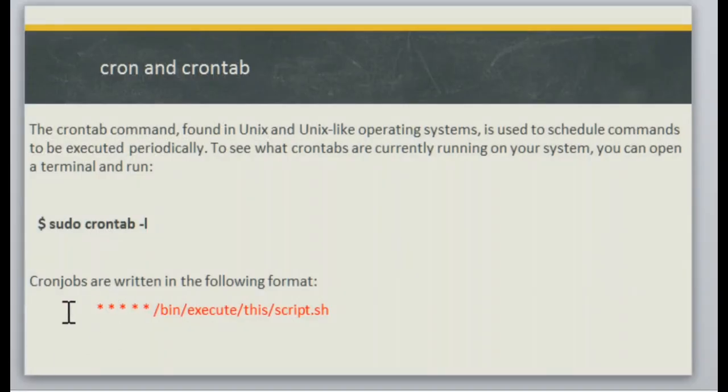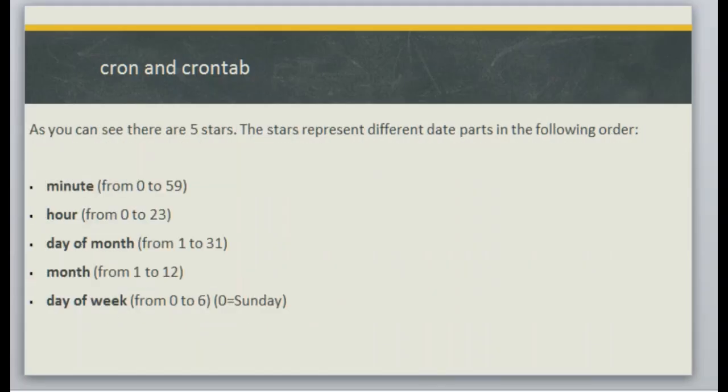So we see this format here. Here's how we have to do it. All the stars, and there's 1, 2, 3, 4, 5 of them. And we see what each one means here. So as you can see, there are 5 stars.